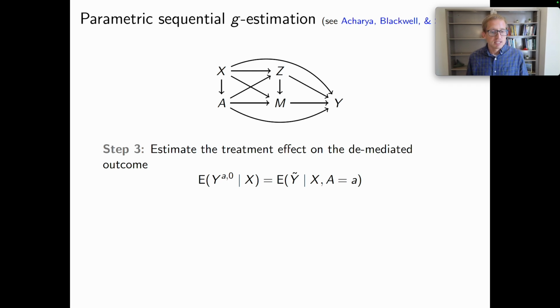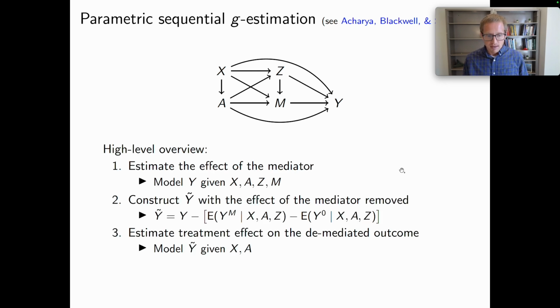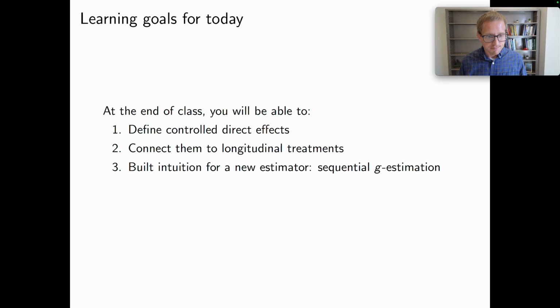Then finally, the last step is to estimate the average treatment effect on the demediated outcome, where we have the potential outcome under some treatment value of interest. If we intervene to set the mediator to the value 0, well, that's just the expected value of our demediated outcome among those within the sufficient adjustment set X who have the treatment value little a. And so that's our approach to do parametric sequential G estimation for a controlled direct effect.